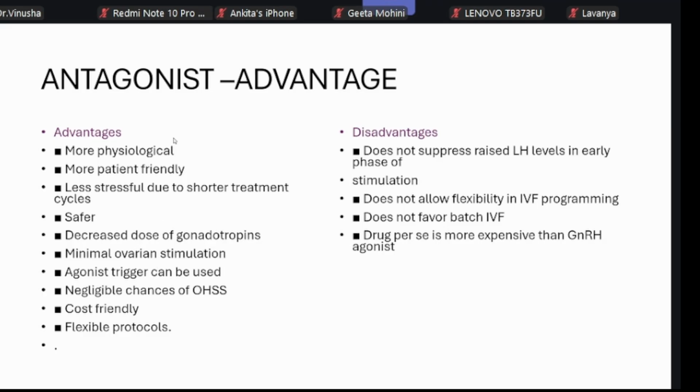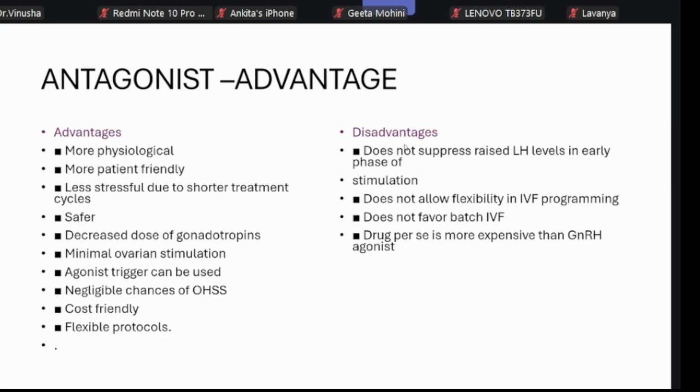And with the advent of antagonist protocol, the chances of OHSS are almost negligible. We are running completely OHSS-free clinics due to antagonist protocol. Because in antagonist protocol, we can give an agonist trigger for the PCOS patients. But whenever we do an agonist protocol, we have to give only HCG trigger, which can give rise to ovarian hyperstimulation. So the main advantage with antagonist protocol is negligible chances of OHSS, and it is cost-friendly and flexible.